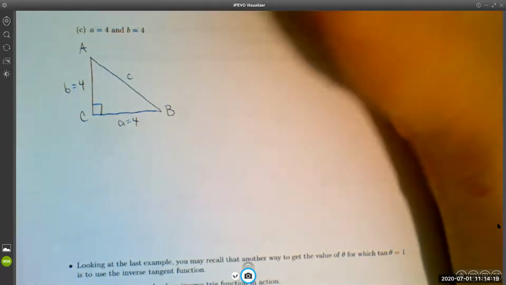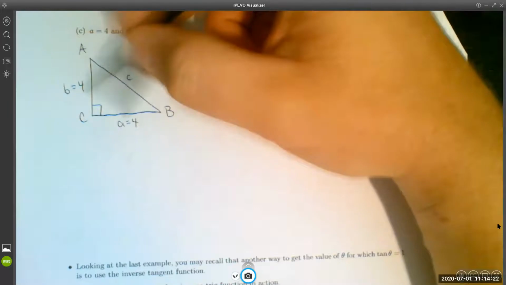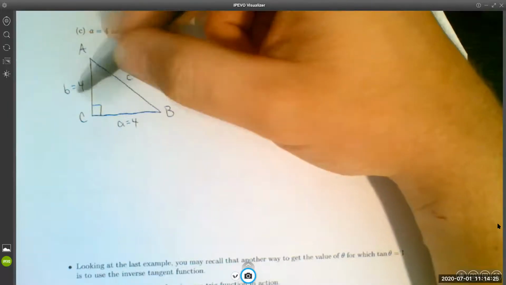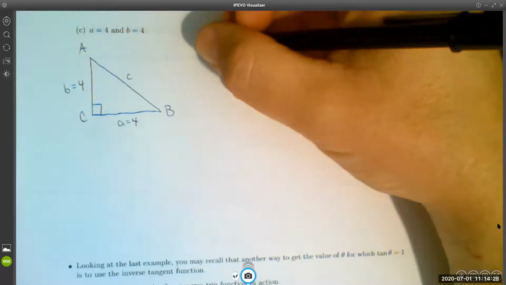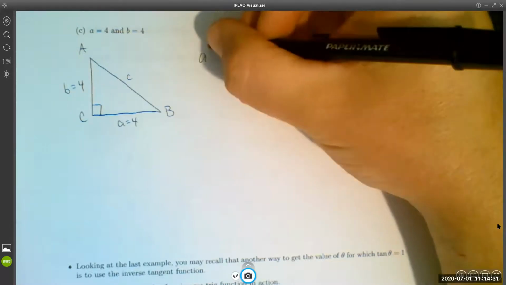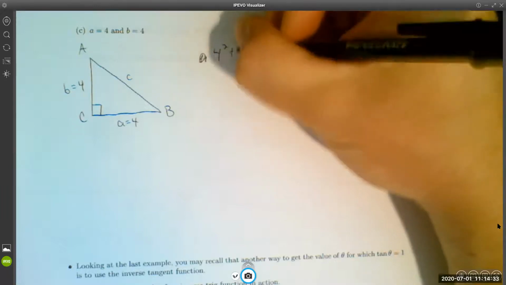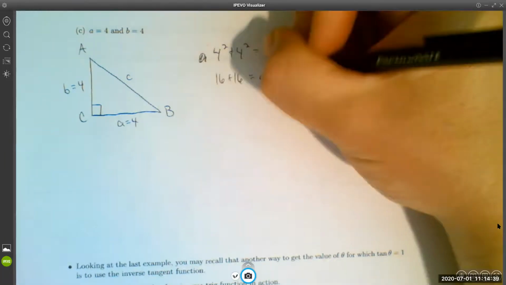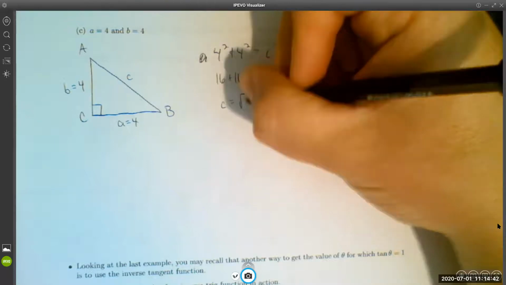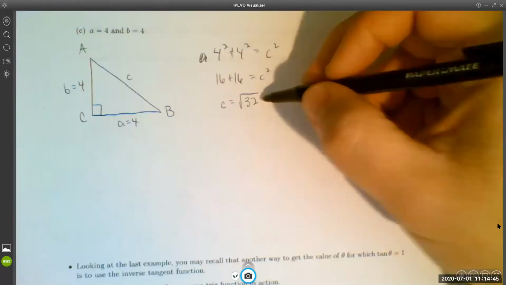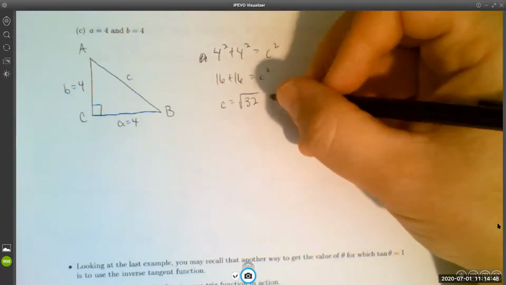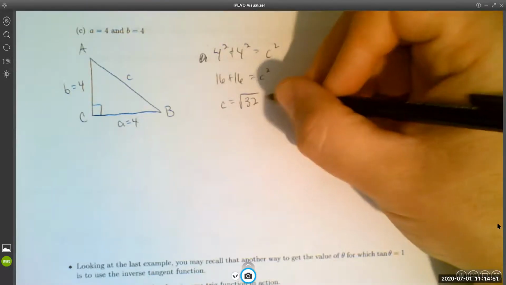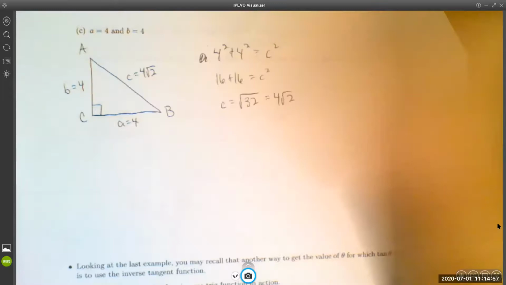Well, what we could do is we could use the fact that we know what these two sides are, and in fact, we could use Pythagorean theorem to figure out what C is, right? Let's do that just right off the bat. So we'll say A squared plus B squared equals C squared. So 16 plus 16 is C squared. That means C is going to be square root of 32. Oh, 32 is 16 times 2, right? And square root of 16 is 4, so this is 4 root 2.